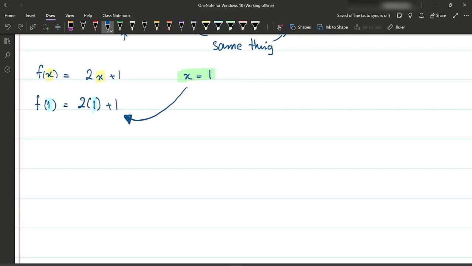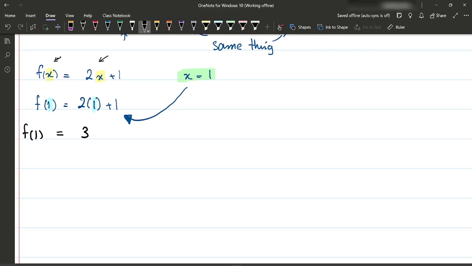When we do that, we can see that this is simplifiable, and when we simplify it, we get 3. So f of 1 is equal to 3. That makes sense, because when we put a number inside here, we should get a number outside here.